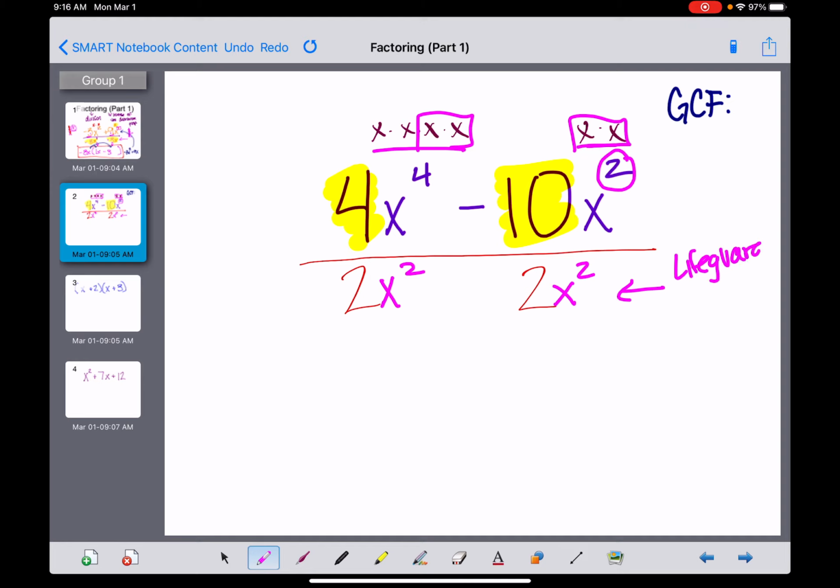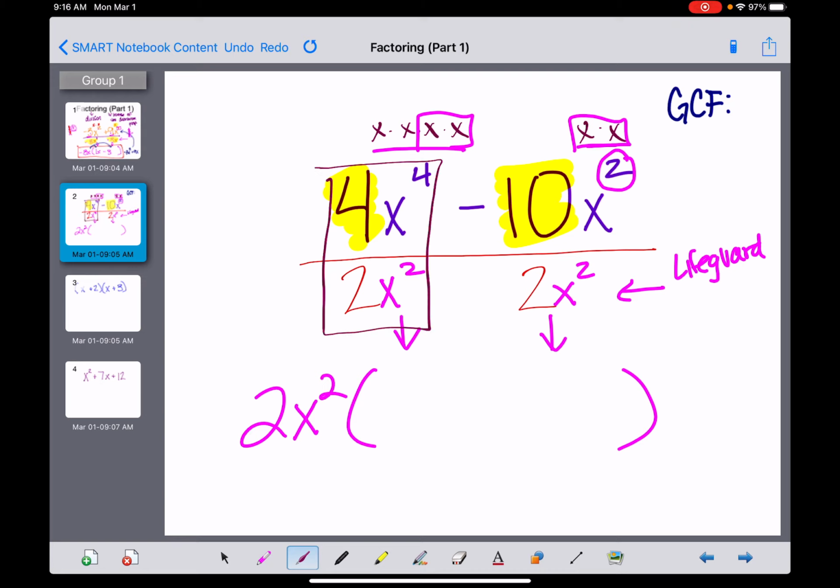So that's what's going to go out in front of my parentheses, the 2x squared. And then I have to divide to get the inside of my parentheses. So 4x to the fourth divided by 2x to the second. 4 divided by 2 is 2. If I had 4 x's, but I'm physically taking 2 out, I am left over with 2.